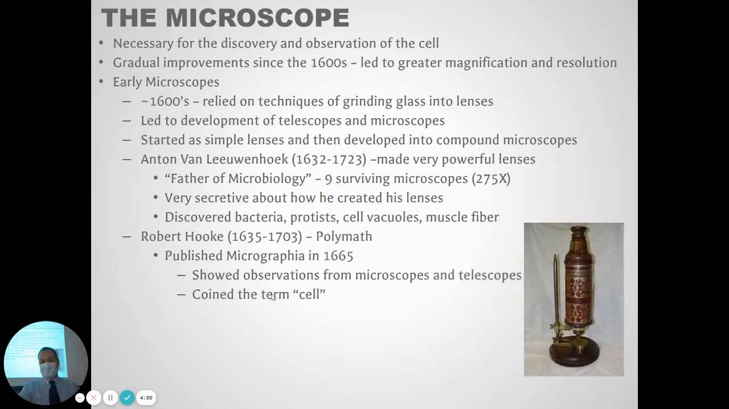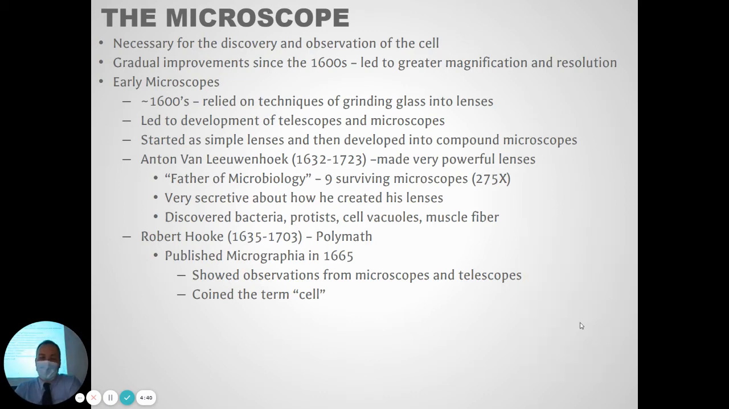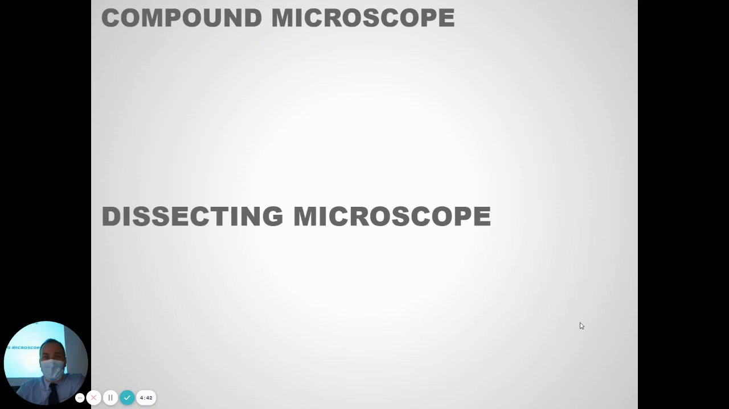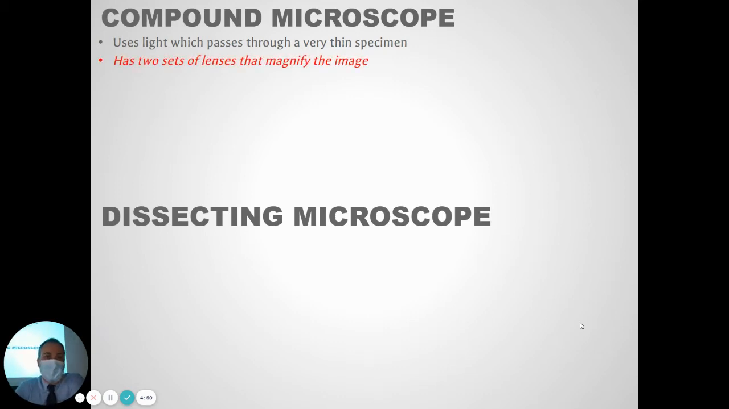This is the kind of microscope Robert Hooke was using. This looks probably more familiar to you. You can imagine, there's a lens up here, and a lens down here to magnify the image. So today, we have several types of modern microscopes, and the microscope you'll be using is usually the compound microscope.